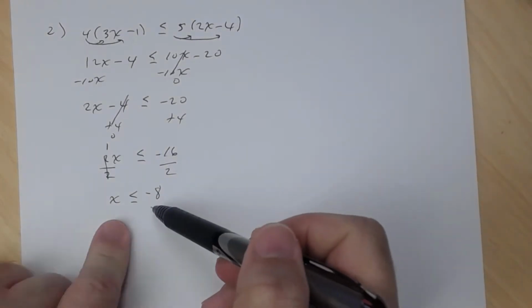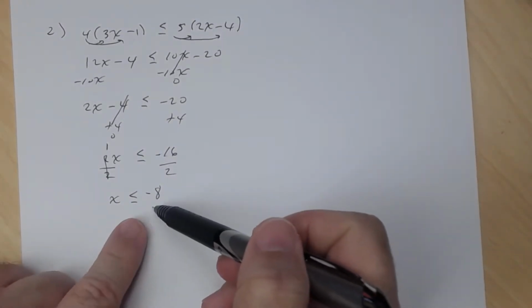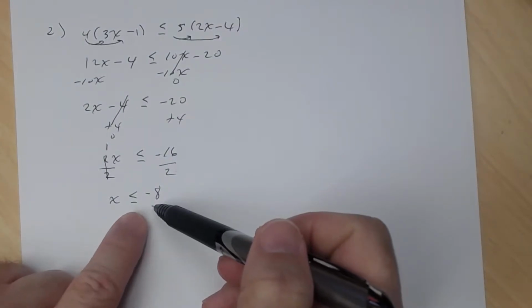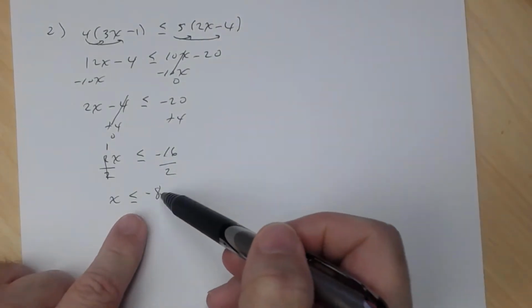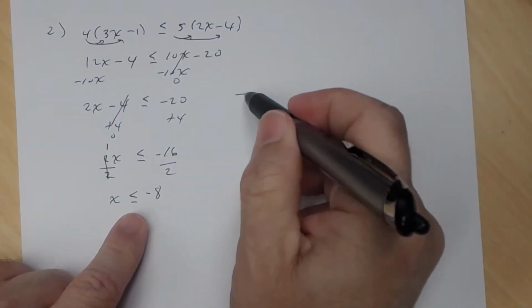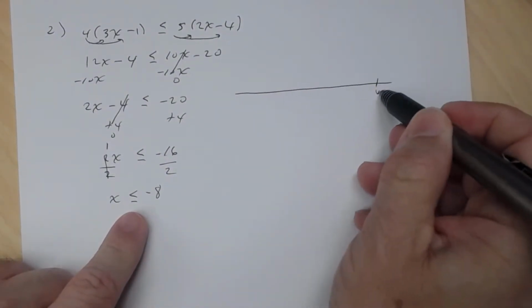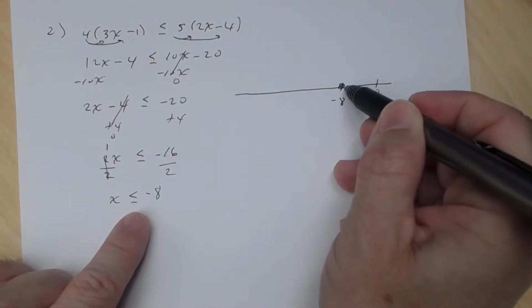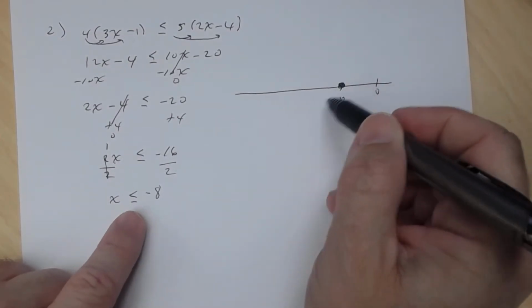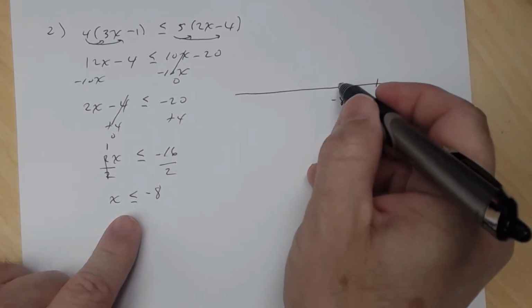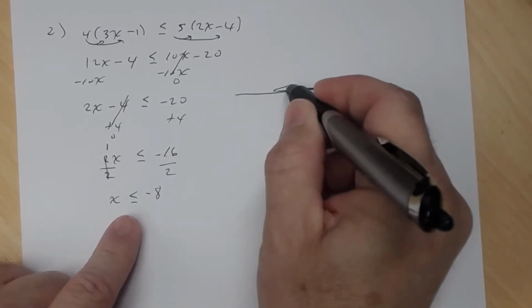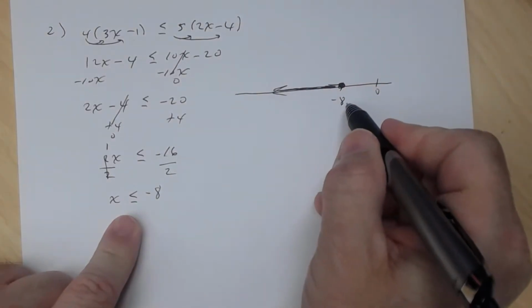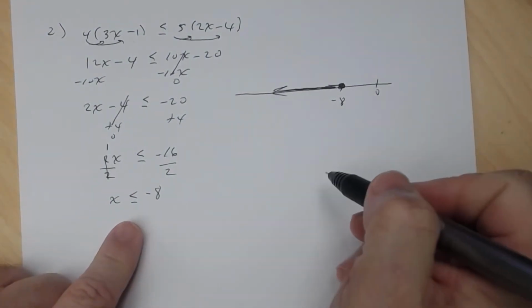So any real number that's less than or equal to -8, including -8 because there's an equal sign. -8 is equal to -8. So the graph, if this is 0 and this is -8, I'm going to use a closed circle. And then I'm graphing all the real numbers that are less than or equal to that. So it's closed because negative 8 is a solution. There's an equal sign here.